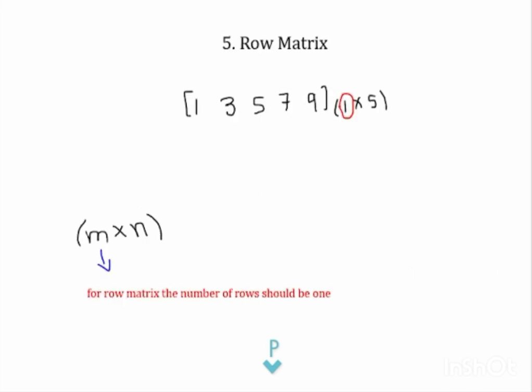The next one is the row matrix. A row matrix is a matrix with only one row. Its order is 1 by n, where n is the number of columns. Here you can see that there is only one row, but there are 5 columns.